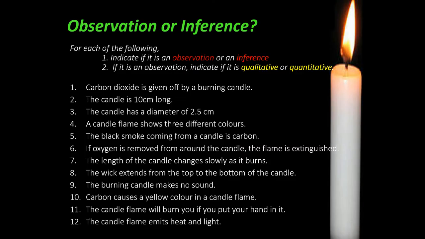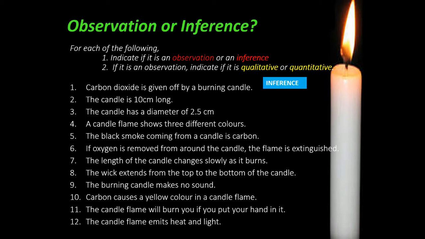So here we have some practice examples about observations and inferences. You have to classify these as either observations or inferences, and if they are observations, you need to classify them as quantitative or qualitative. You can quickly pause the video and try it out, and then you can take a look at what the answers are. Carbon dioxide is given off by a burning candle. We're not directly seeing the carbon dioxide, so that should be an inference.